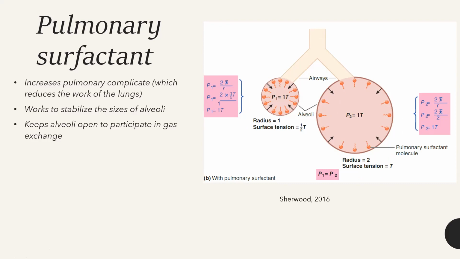The unequal size with the same surface tension causes a tendency for collapse of these alveoli, and that is why we need surfactant working within this to decrease surface tension, decreasing the ability and tendency of collapse.